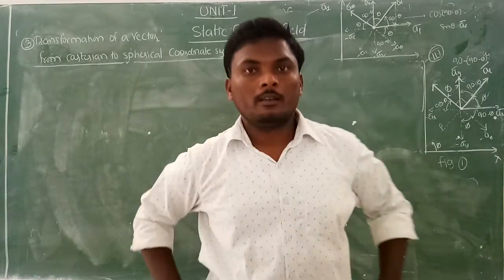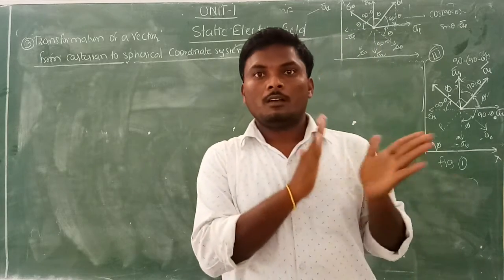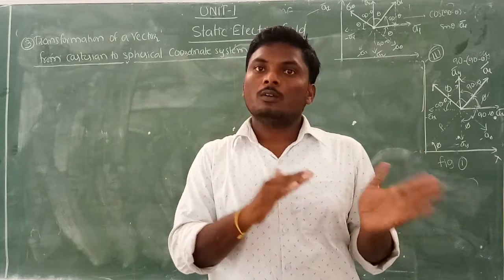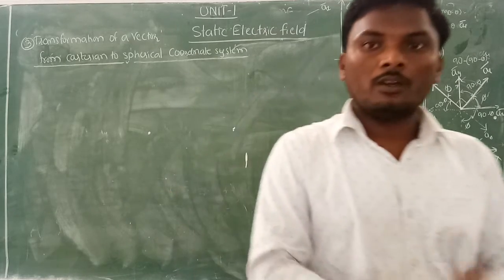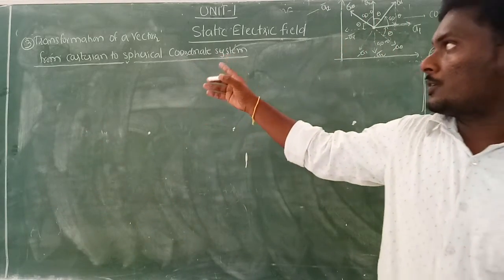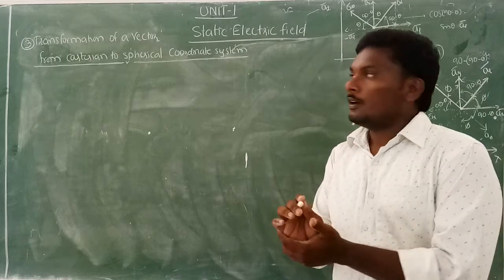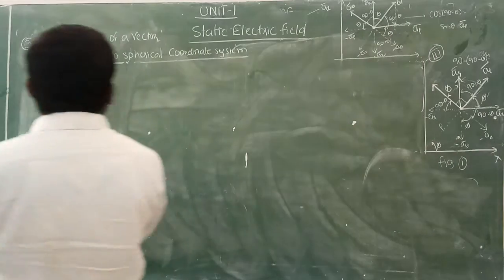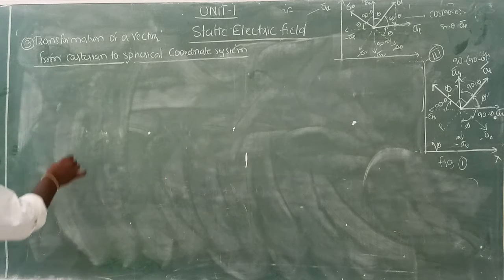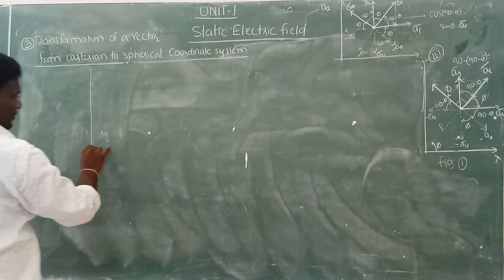Hello everybody. In the last class I discussed the transformation of a vector from Cartesian to cylindrical coordinate system and cylindrical to Cartesian coordinate system. Now in this class I would like to explain the transformation of a vector from Cartesian coordinate system to spherical coordinate system. For the conversion between Cartesian to spherical and vice versa, that means spherical to Cartesian, just look at these coordinate axes.